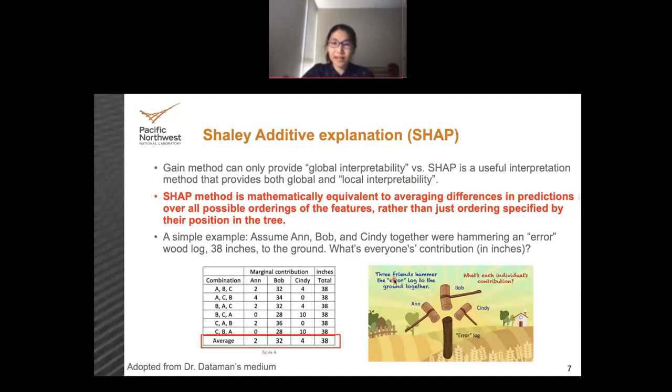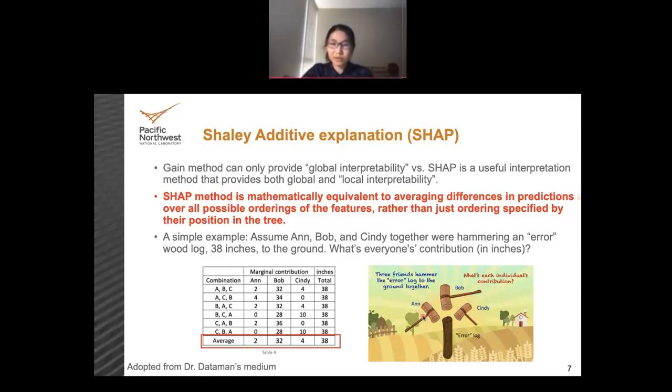Imagine we have 3 people together. We are trying to minimize the loss here, which you can think of as the error in the model. For training a machine learning model, we are trying to minimize the error. And we have 3 people. These 3 people are the predictors. So we want to know the contribution of each person, each predictor.